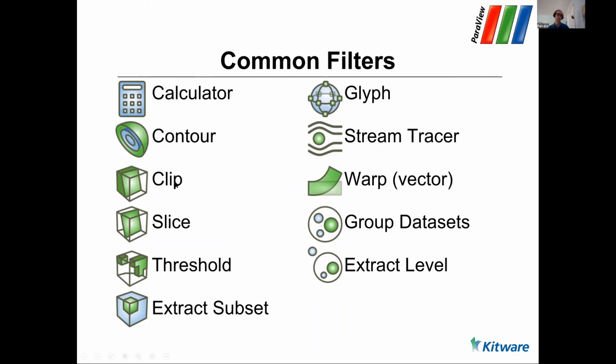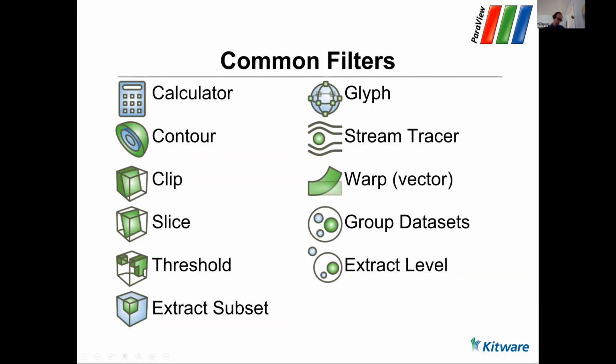Clip cuts a piece of your data set, slice computes a slice. Threshold keeps only parts of the data set that have specific values, like being in a certain range. Extract subset removes a subset of image data. Glyph places glyphs or geometric descriptions such as arrows or spheres at points in your data set. So this can be used to see a vector field by placing arrows, or it can be used to see a tensor field by using oval shaped glyphs. Use stream tracer also to visualize vector fields, and warp by vector the same way.